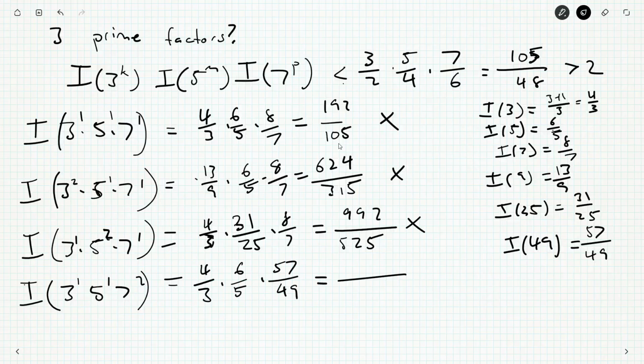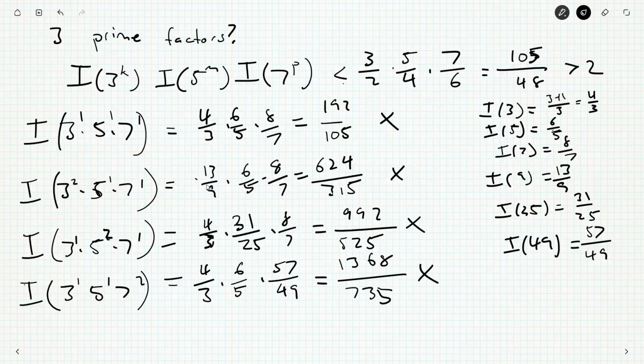So that'll be over 735. And then what's on top? 4 times 6 times 57. 1368. That's no es bueno, because we'd need 1470. And that's not what we've got here.